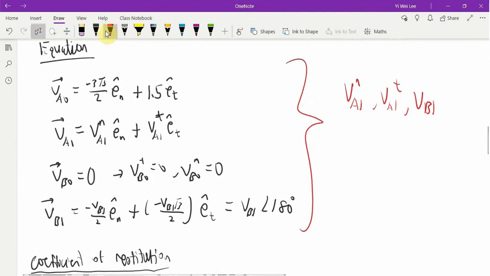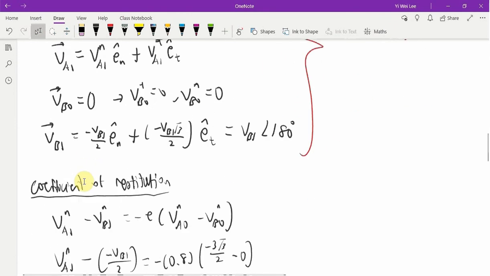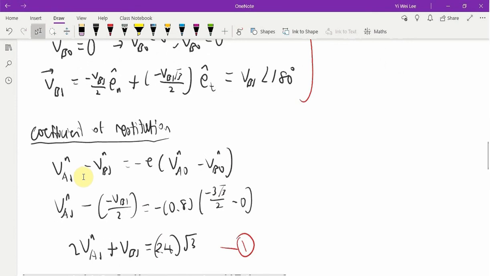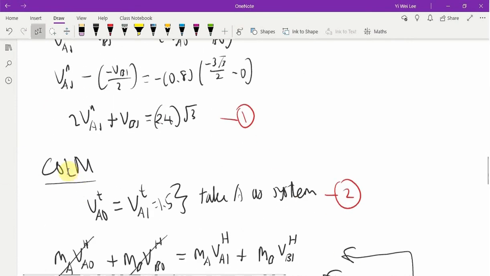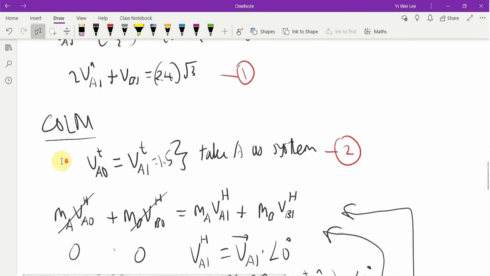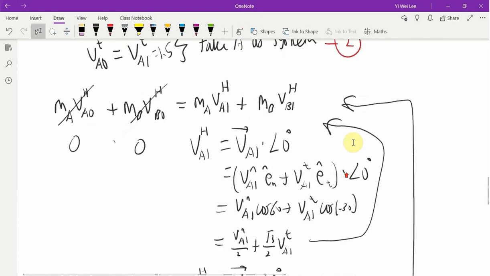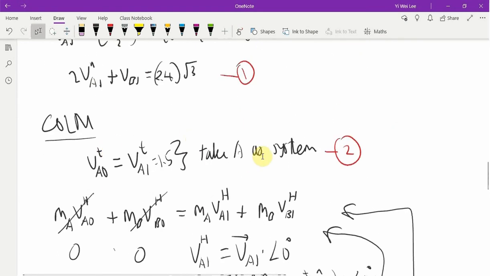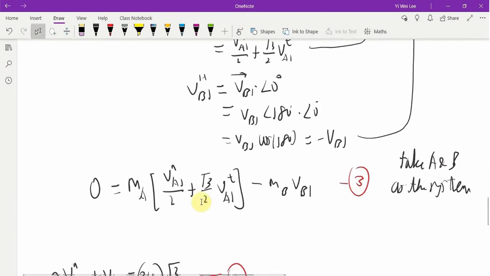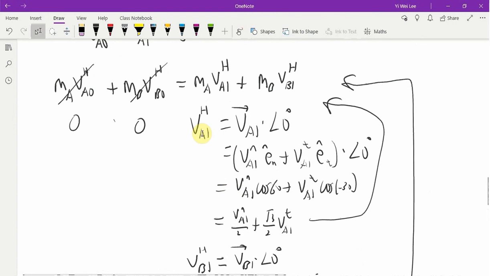After that, we will have all these equations that are there for us. Then we try to set up our equations to solve this problem, which involves the equation for coefficient of restitution. It always gives us one equation. The equation for conservation of linear momentum, in this case, gave us 2 equations. The first equation was obtained by taking A as a system, and we get VA naught T is equal to VA1T, which is equal to 1.5.